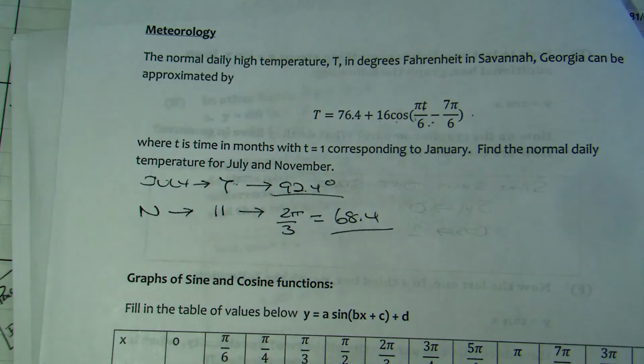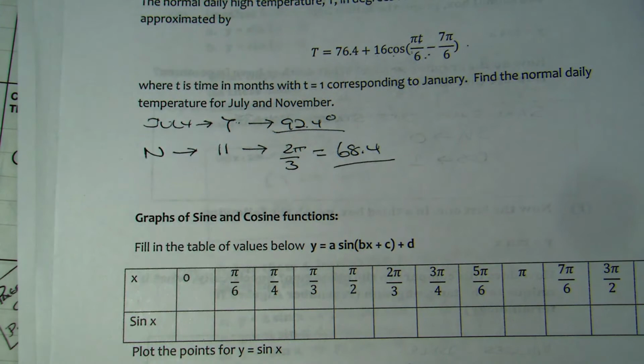Savannah, Georgia, I drove through there last year going to Disney World. So basically that makes sense. It's about 68.4 degrees. All right? And temperature is going to do that. It's going to go up, it's going to go down, it's going to go back up. So it makes sense that it would be a periodic function, and the fact that it corresponds to a sine or cosine graph makes it even better.